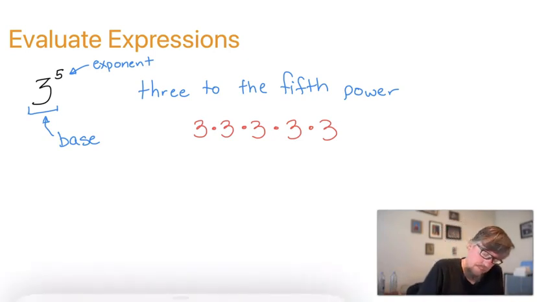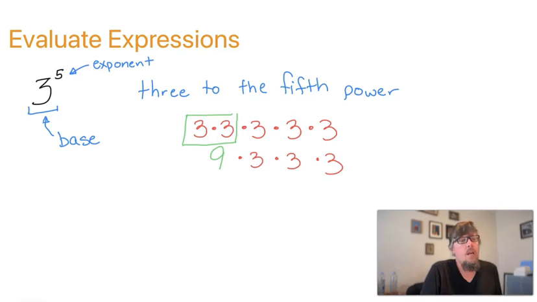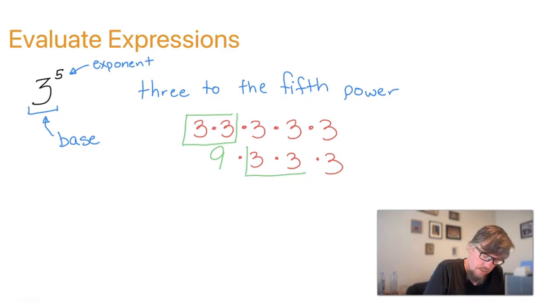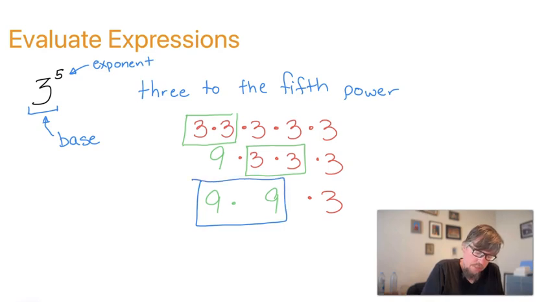So how do we do this? I think it's easiest to just go 2 digits at a time. 3 times 3 is 9. So we've got 9 times 3 times 3 times 3. Okay, let's go ahead and do the next 2 digits. Also a 9. So now we've got 9 times 9 times 3. And 9 times 9 is 81. So this is going to give us 81 times 3.